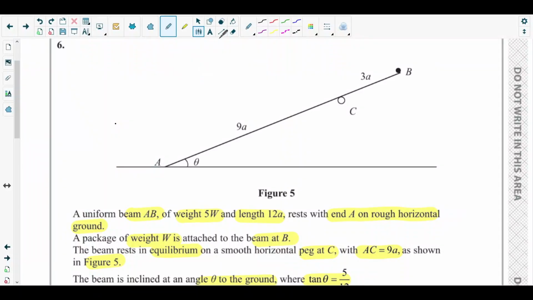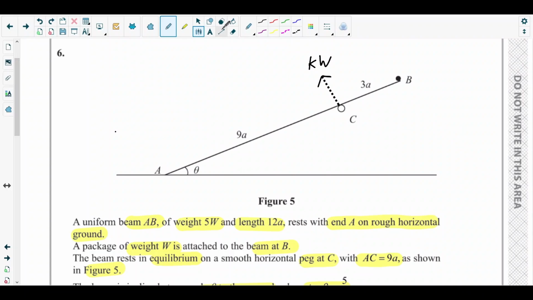Okay, so let me show the forces that are acting. At first, the normal reaction from the peg on the beam is acting perpendicularly to the beam, in this direction. So this is KW. And the beam is uniform, so that means the weight of the beam is acting from the middle. So this is the weight of the beam, which is 5W.